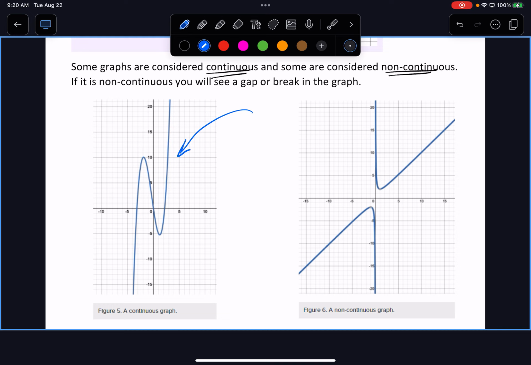This would be considered non-continuous because notice right here, once the graph was going, it then picked up its pencil, jumped to the other side, and then continued. That created a gap right here. Sorry, I just wanted to draw it in. It created a gap in the graph. Do you guys see it? So non-continuous. That's really all we're going for.